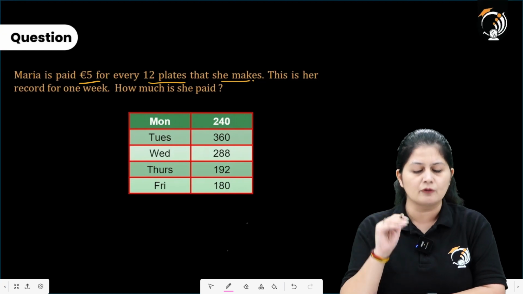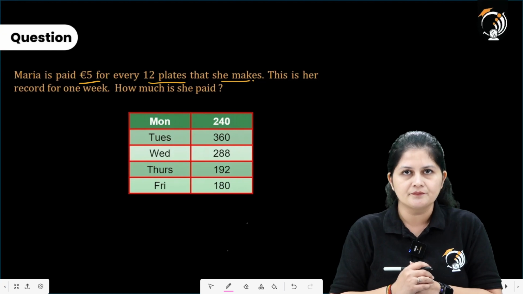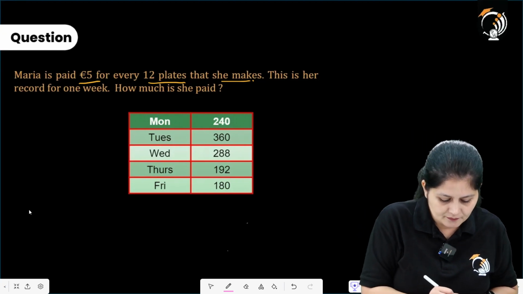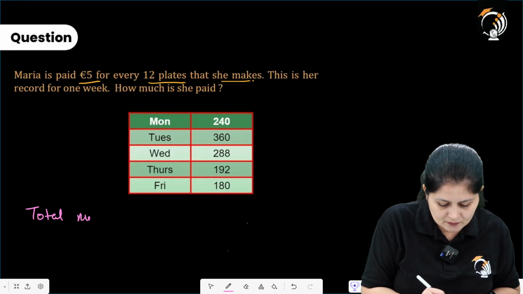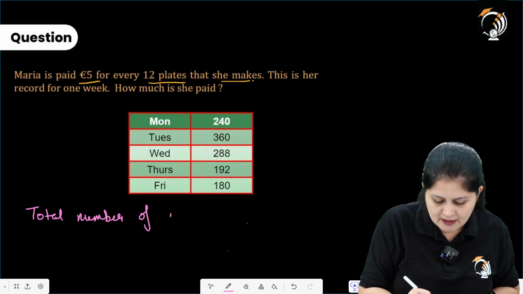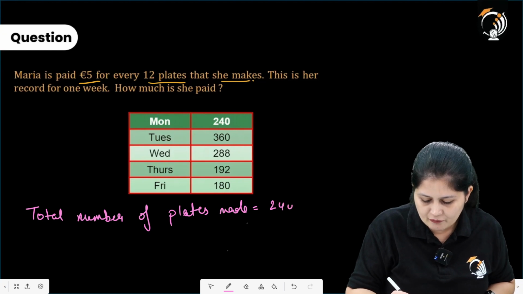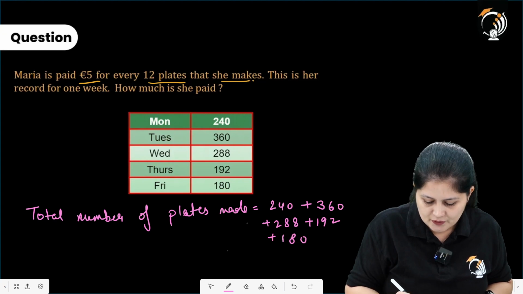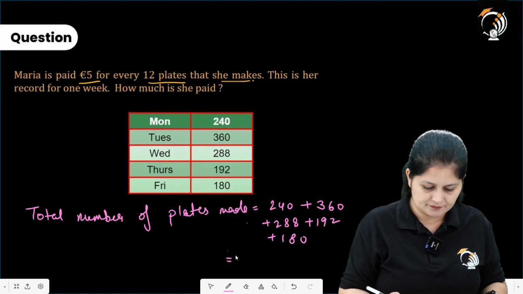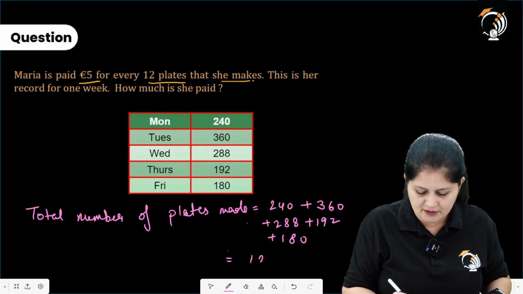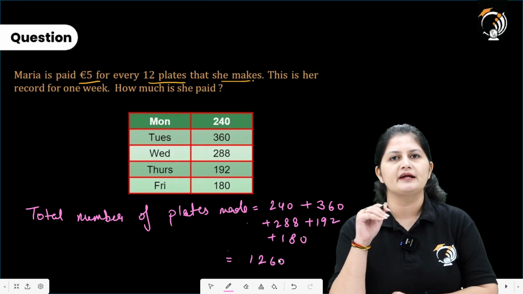So now we need to find out the total number of plates that she has made. Okay, so firstly let's just find out the total number of plates that she has made. So total number of plates made will be equal to 240 plus 360 plus 288 plus 192 plus 180. So let's do the calculation. What are we getting here? So we are getting this as 1260. So that is the total number of plates that she has made.